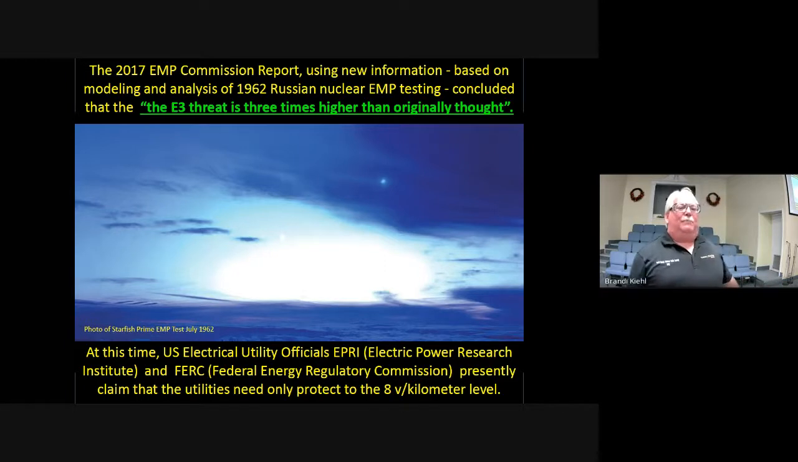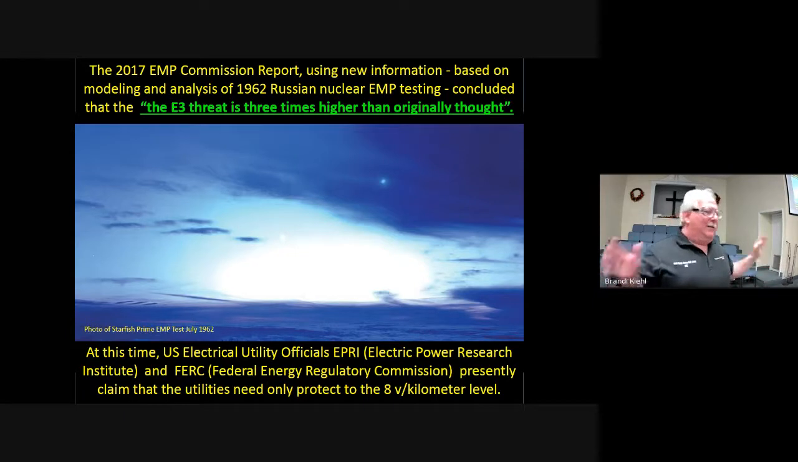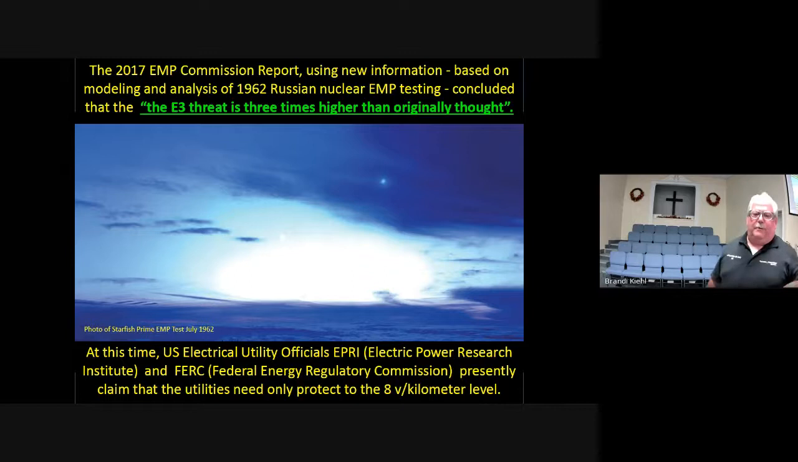According to the latest EMP Commission report, which came out from the U.S. Armed Services Committee, basically the analysis they did on the original EMP testing by the Russians, and what they're doing is they've taken old data, put it through new models, and they go, we've been seriously underestimating the threat here. It's 3 times worse than what we thought. Okay? And the U.S. utility officials, they go, we'll continue to only worry about stuff up to the 8 volts per meter or kilometer level, not 24, 25, 26 like it really is.